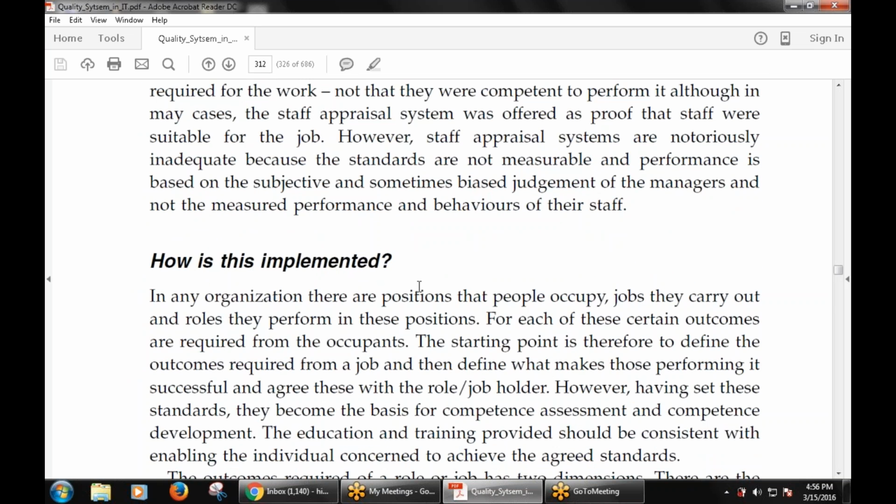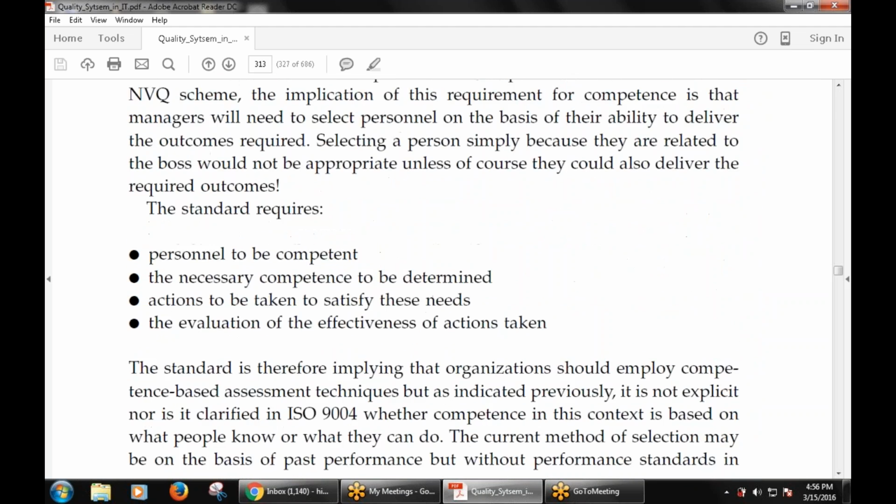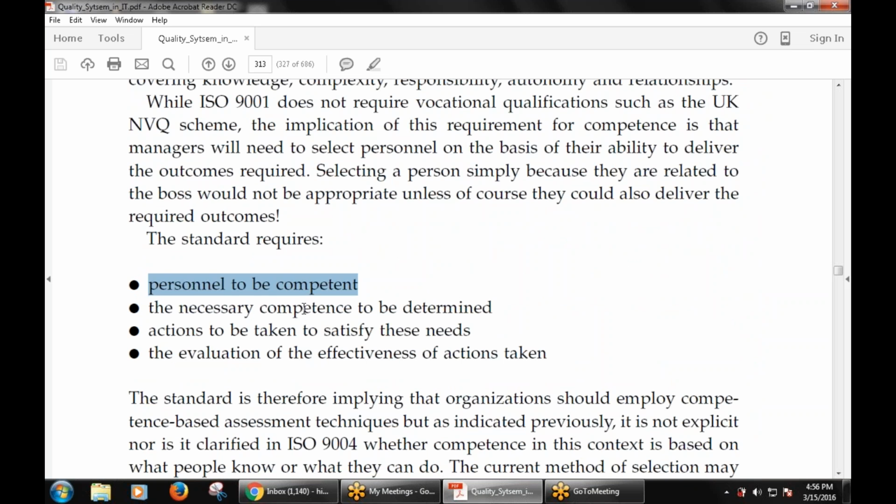Now how is it implemented? They occupy the jobs and carry out the tasks in these positions. Now the standard requires the personnel to be competent. Why must the personnel be competent? Because this is a competitive market. Everyone must be competent. Everyone must be in competition to carry out the task. The necessary competence must be determined.